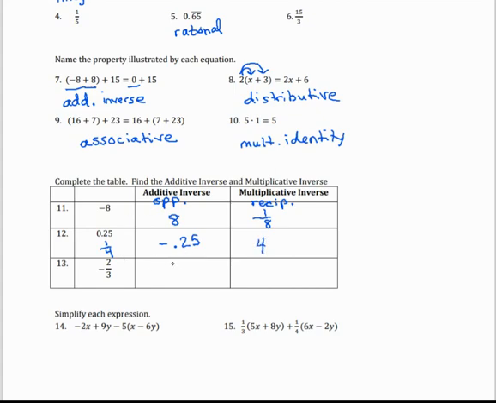For number 13, opposite of -2/3, +2/3. And the reciprocal, keep the sign, but just flip, and we get -3/2. Okay, hope we're all doing okay with our properties of real numbers.